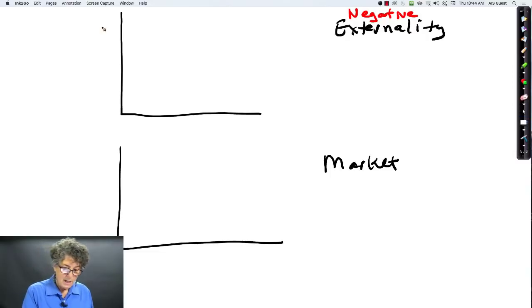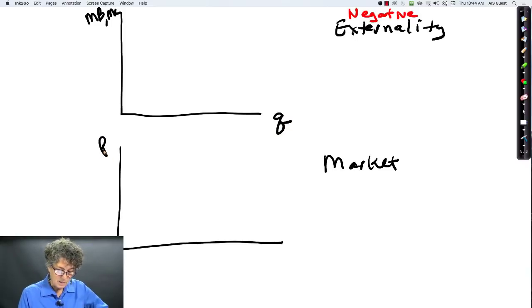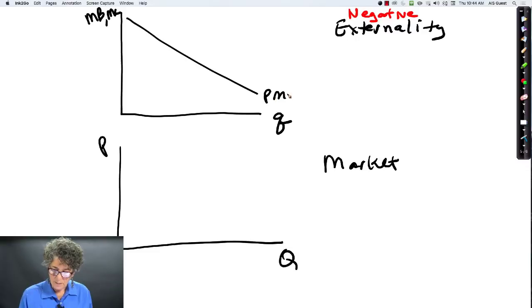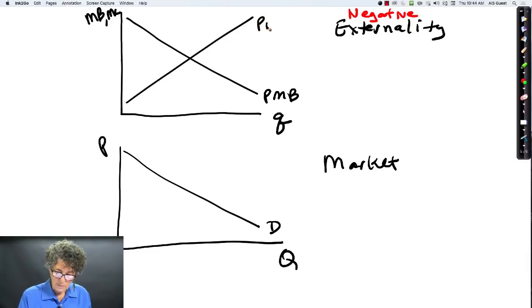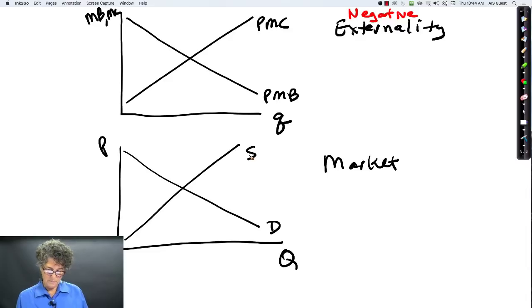Okay. In the top, on the vertical axis, I've got marginal benefit and marginal cost. On the horizontal, I've got quantity. In the bottom picture, I've got price on the vertical and quantity on the horizontal. I go back and forth between uppercase and lowercase. It means nothing. They're both Q's for quantity. What do we have? We have a downward sloping private marginal benefit curve, which is the same as the downward sloping demand curve in the market. We've got an upward sloping private marginal cost curve, which is the same as the supply curve in the market.